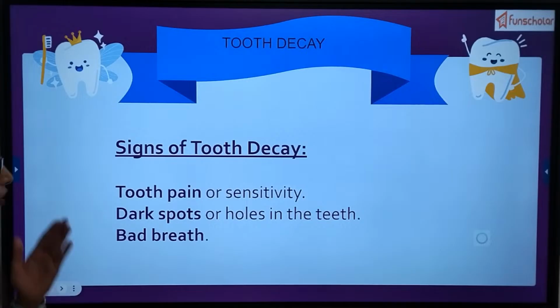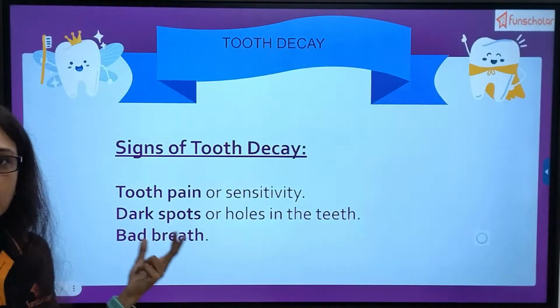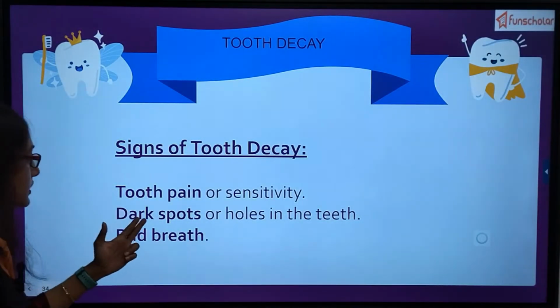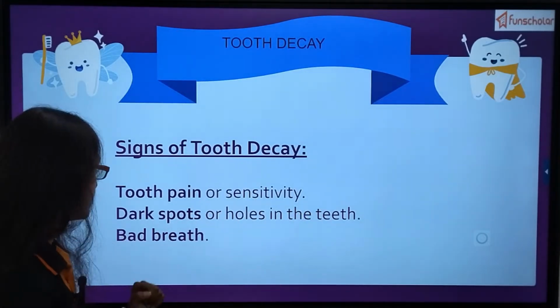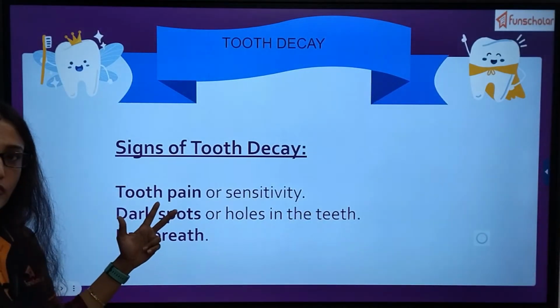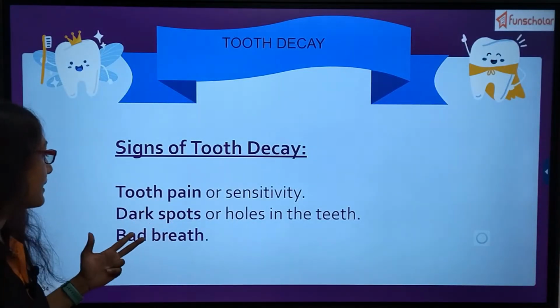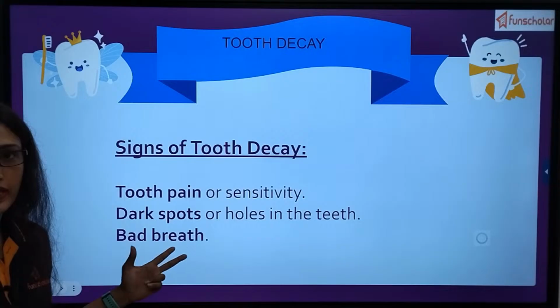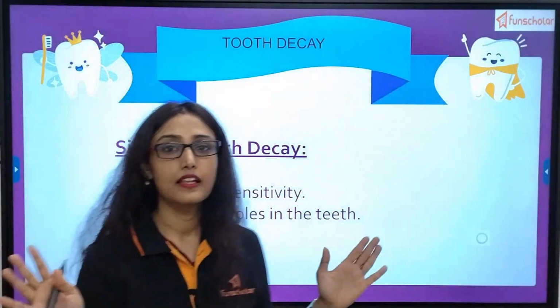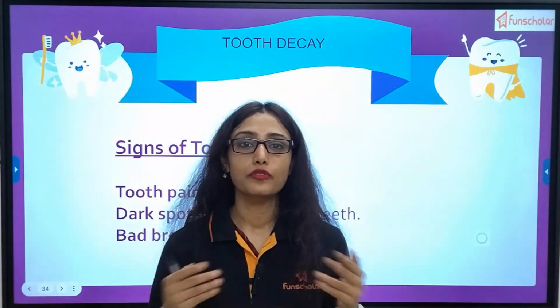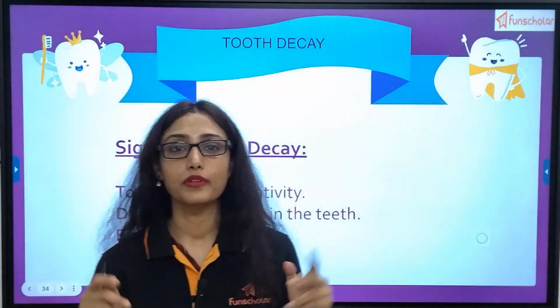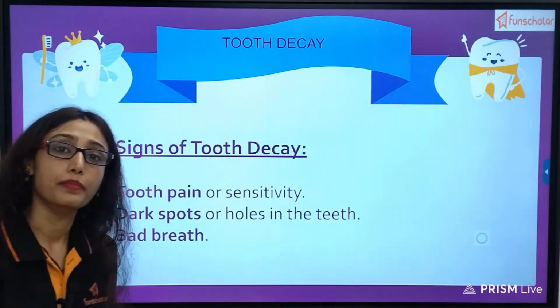Okay, causes. Now signs. What will be the signs? Obviously, I have told you, blackish color, see this, dark spots or holes in the teeth. Tooth pain, obviously when the cavity attacks you, you will have tooth pain and bad breath. The people around you will go away from you because of your bad breath.